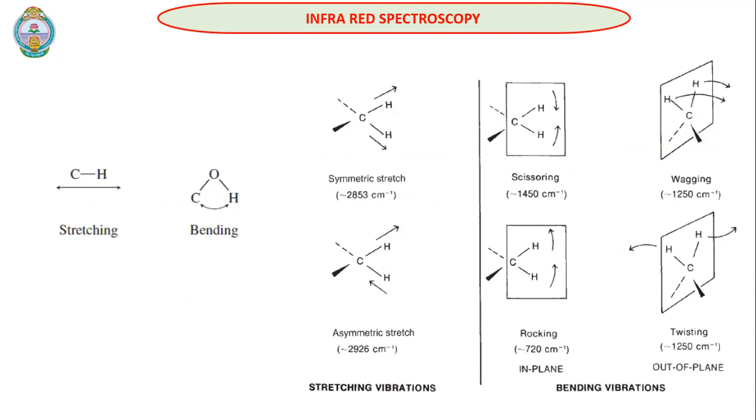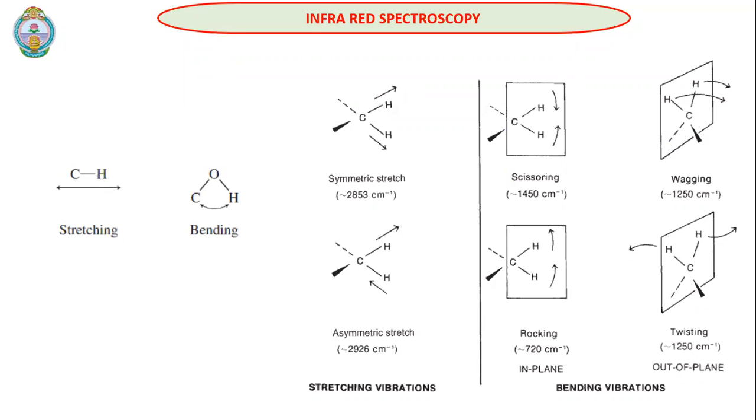So as I said, only those bonds which absorb IR radiation and change the dipole moment are IR active. Among the bonds which can change their dipole moment, there are two basic types of vibrations. One is stretching vibration, another one is bending vibration. A stretching vibration may lead to a dipole moment change, or a bending vibration may also lead to a dipole moment change.